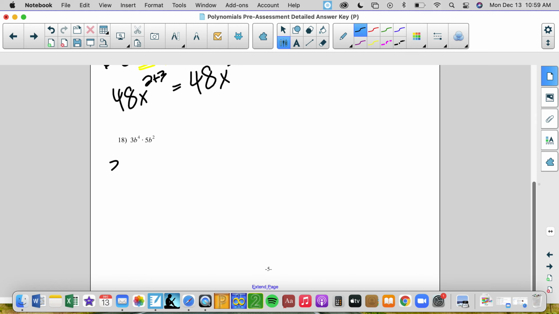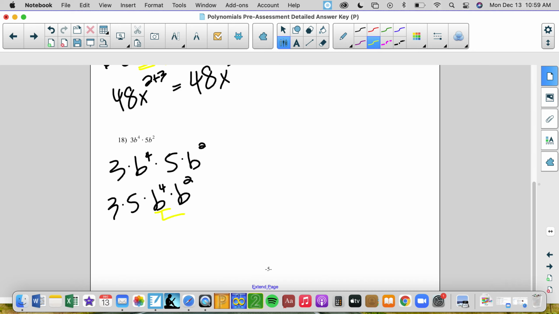Next one, 3 times b to the 4th times 5b squared. We're going to take those constants. We're going to multiply. They have like bases. And we're multiplying, so we will add those exponents. 3 times 5 is 15. B to the 4 plus 2, 15b to the 6th.